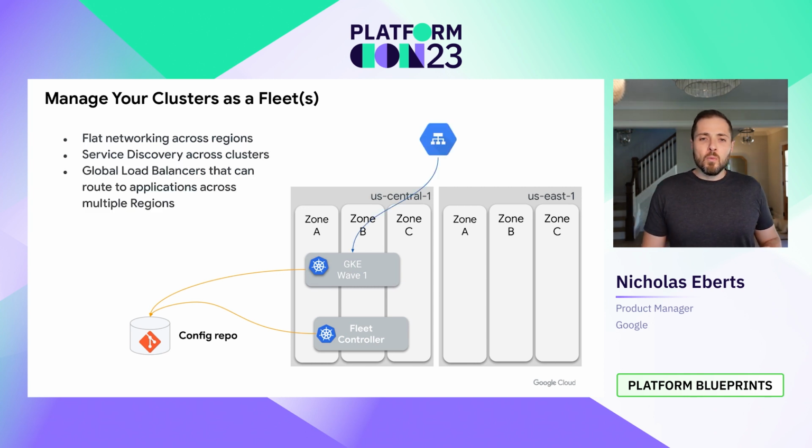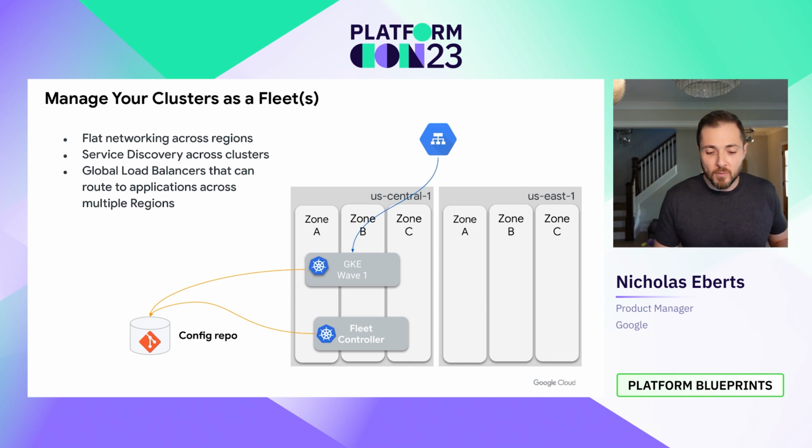All right, so what are some other concerns that are necessary with a fleet? Well, if you're trying to make a fleet of clusters that basically looks and feels like one giant multi-regional cluster, just one cluster, but in reality it's multiple clusters, the first thing that you need is flat networking. And if you're doing multi-region scenarios, you need that flat networking across regions.